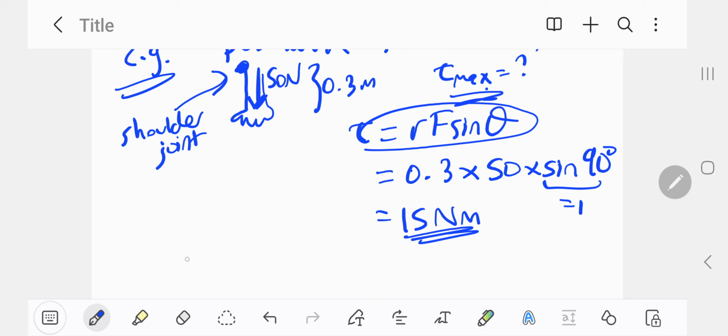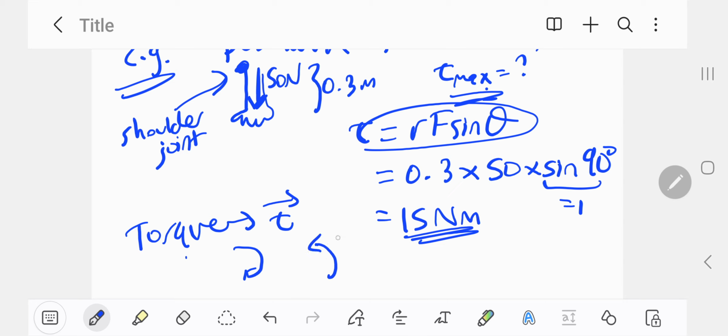And just a note, torque is a vector, okay, it's got an arrow on top. Torque can go clockwise or counterclockwise, and usually direction is specified. Let's say clockwise means negative direction, counterclockwise means positive direction.